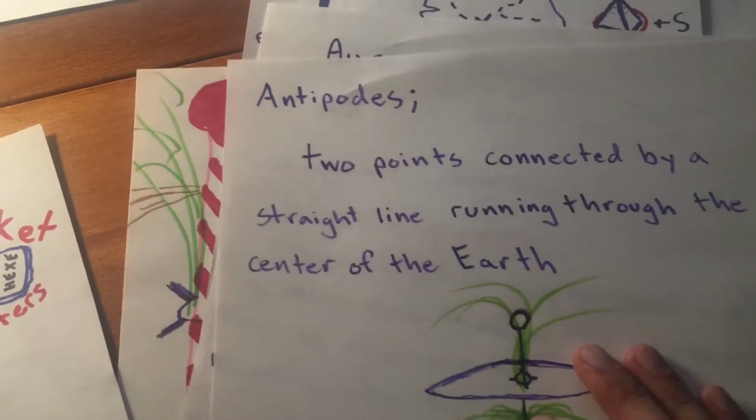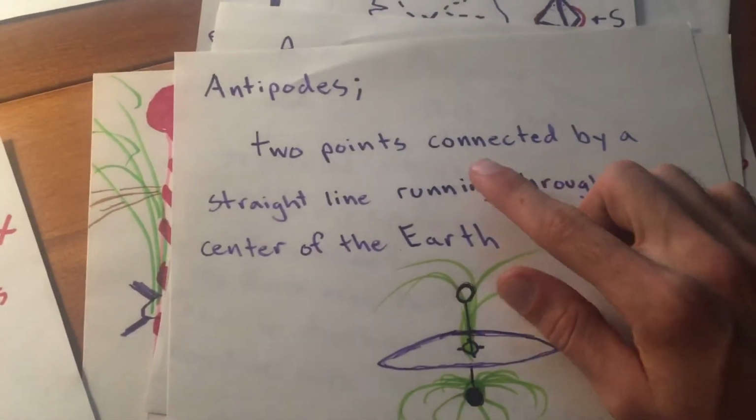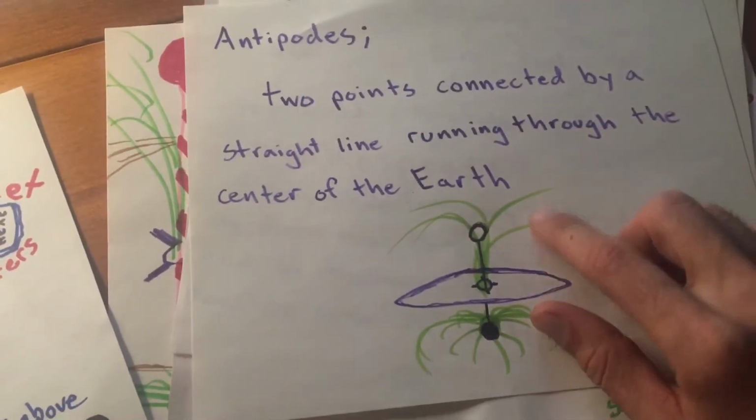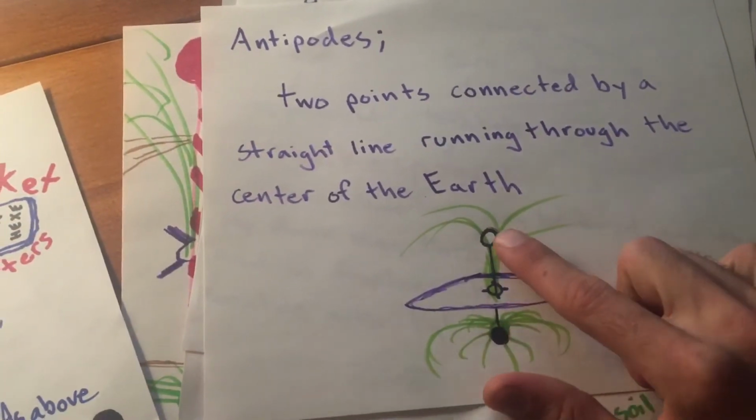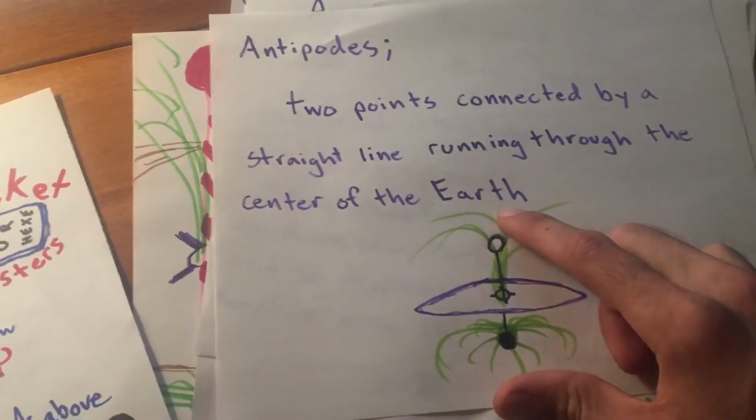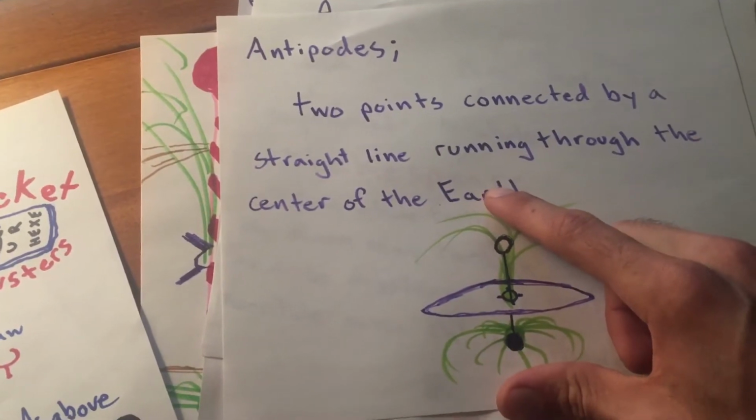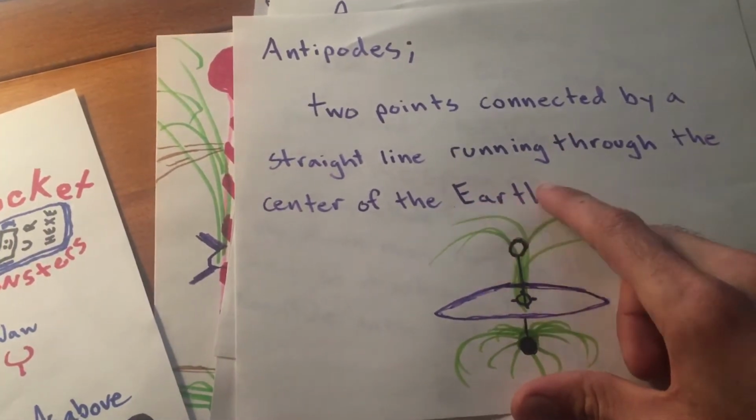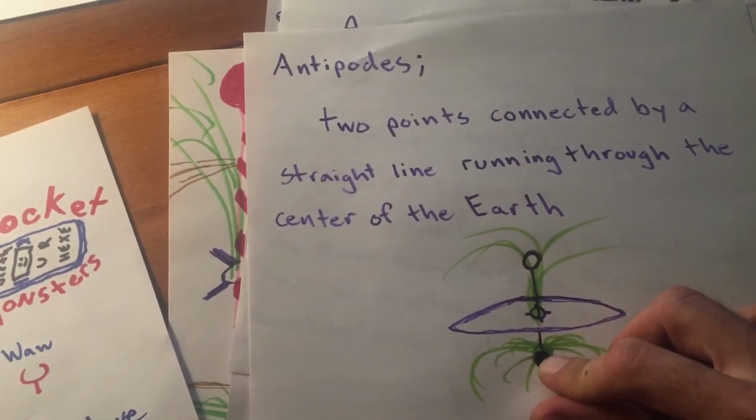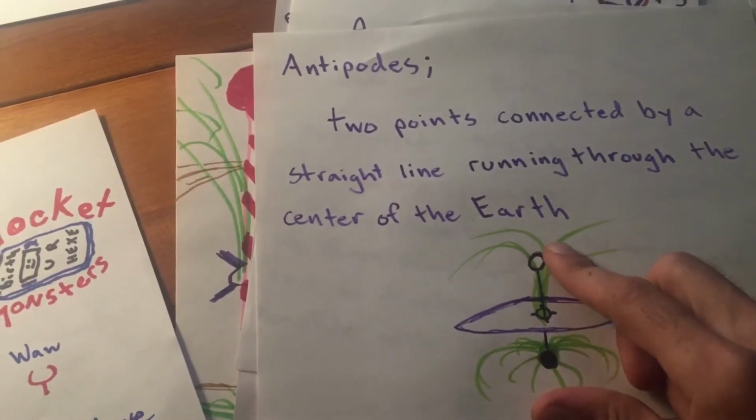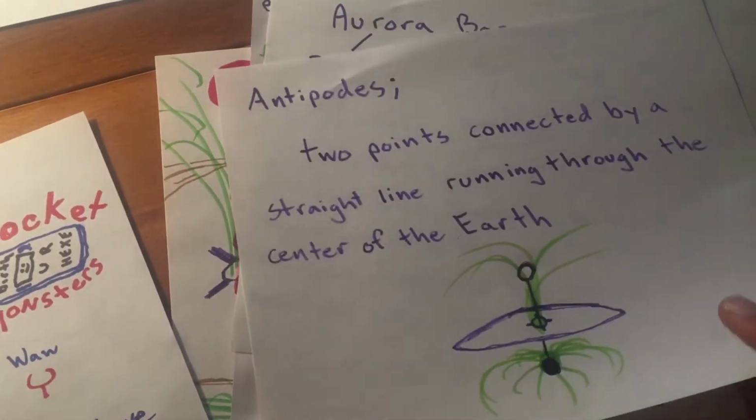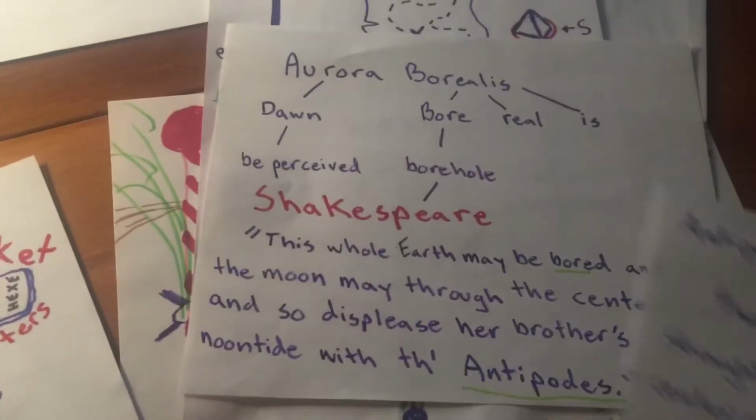And so I looked it up, and antipodes are 2 points connected by a straight line running through the center of the earth, like here. So the 2 points are the white sun and the black sun, or more literally the North Pole star, which is Polaris, and the black sun. I would say coincidentally, but there's no such thing as a coincidence. There's only causality, otherwise known as cause and effect.